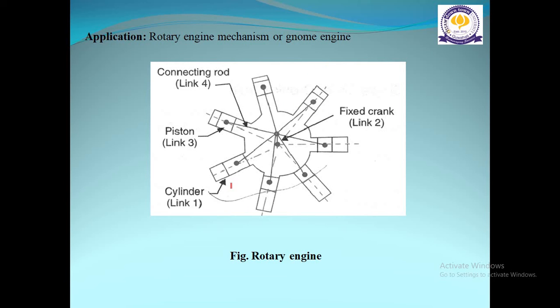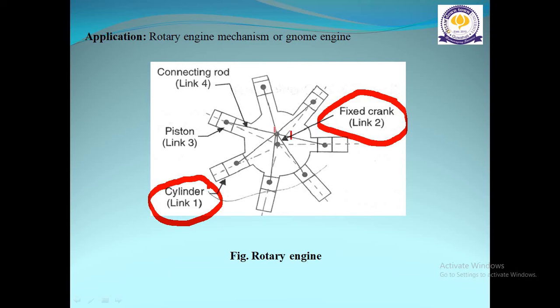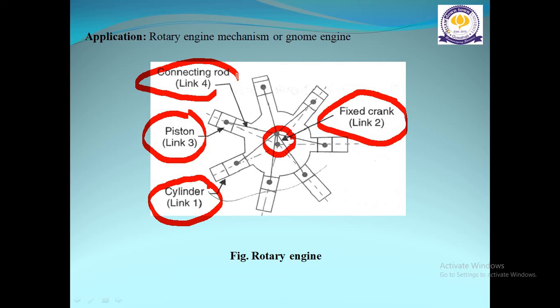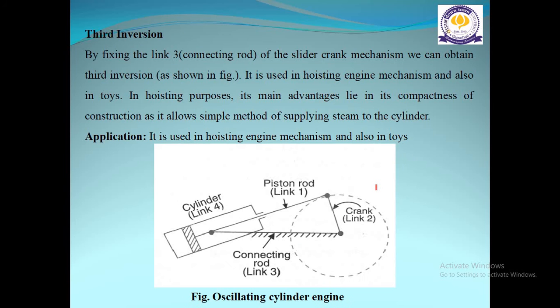Here you can see link 1, that is the cylinder. Link 2 is the fixed crank. Here you can see it is fixed. Link 3 is the piston, and link 4 is the connecting rod. So it is the figure of a rotary engine, which is the second type of inversion of inverted slider crank mechanism.